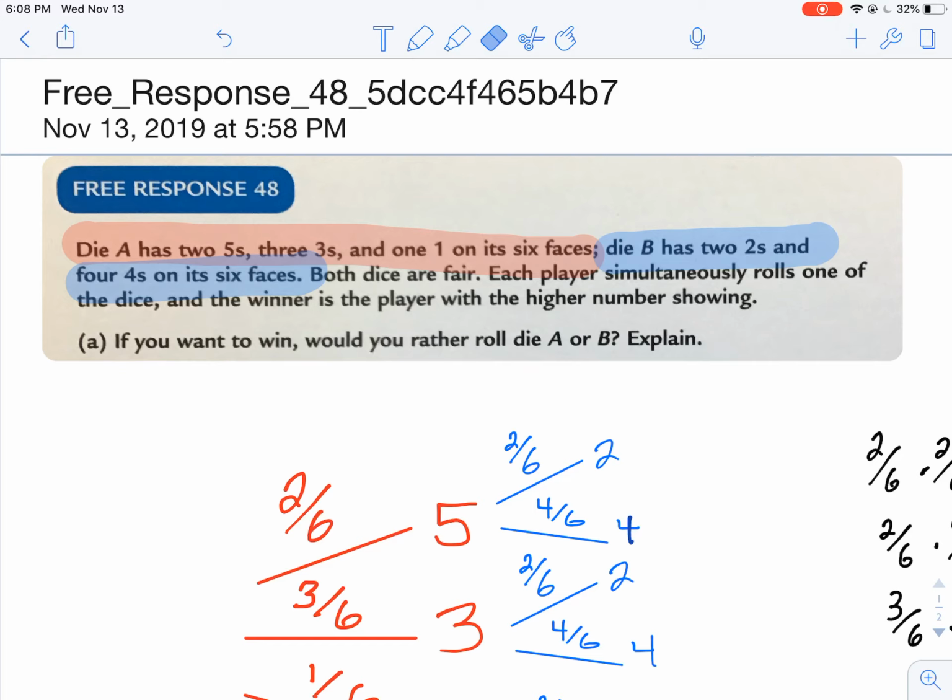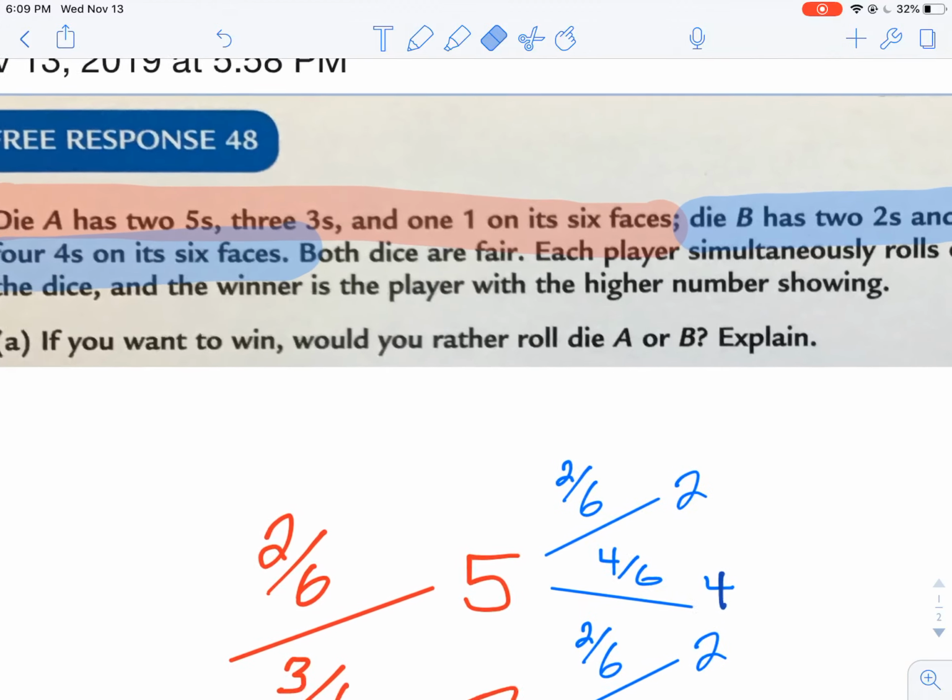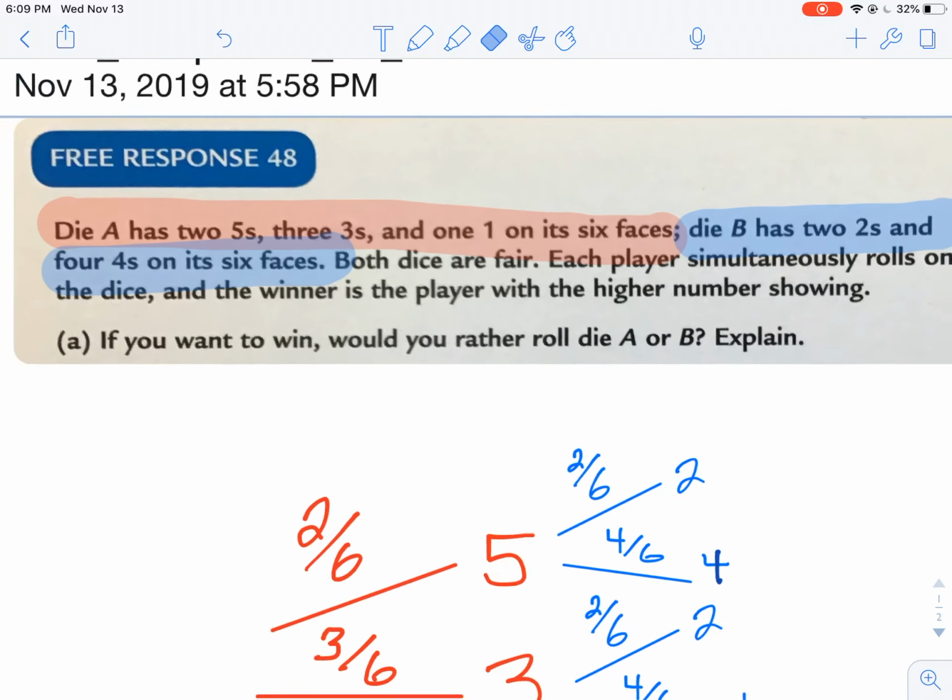Die A has 2 5s, 3 3s, and 1 1 on its 6 faces. Die B has 2 2s and 4 4s on its faces. It says both dice are fair. Each player simultaneously rolls 1 die, and the winner is the player with the higher number showing. The question is, which die would you rather have, A or B?